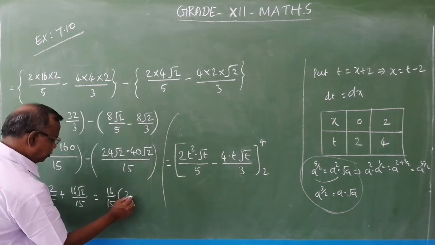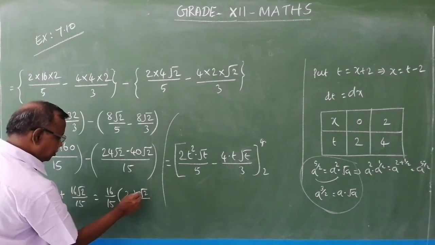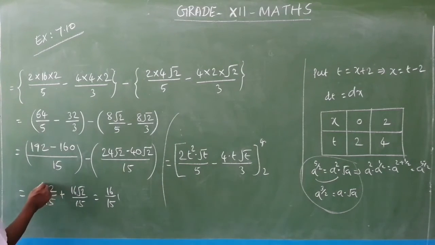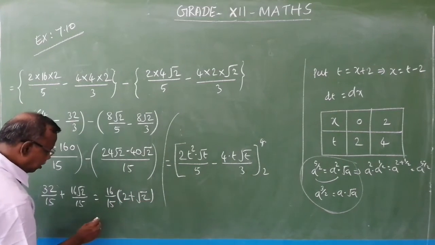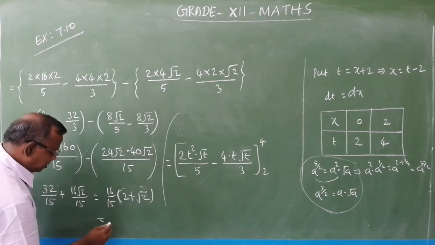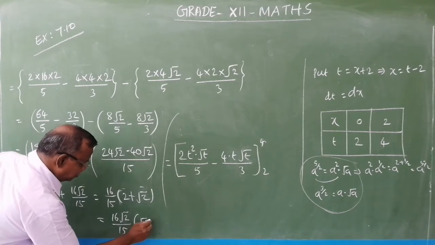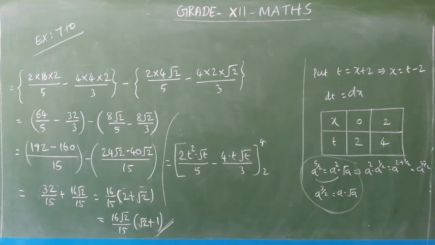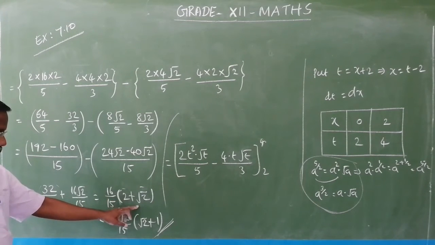This is 2 by 2 plus root 2 divided by 2 plus root 2. If we take 16 by 15 as common, this will become 2 plus root 2, or even if you can take root 2 as common, that will be 16 root 2 by 15 into root 2 plus 1. So this is the answer. Either of these you can write: 16 by 15 into 2 plus root 2, or 16 root 2 divided by 15 into root 2 plus 1.